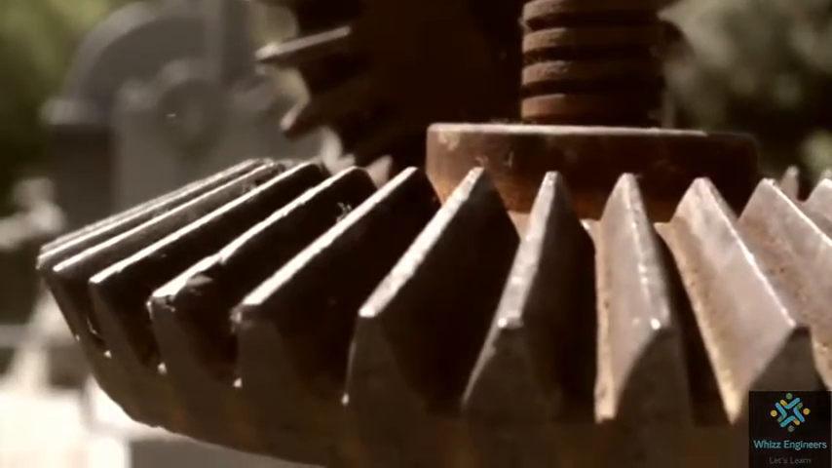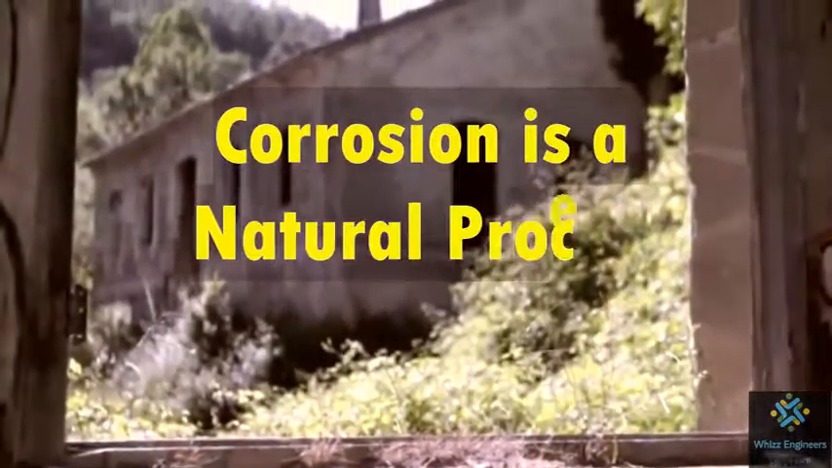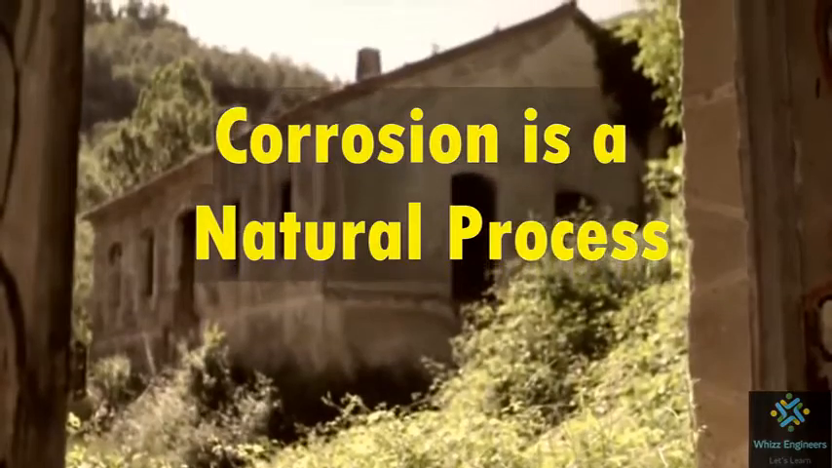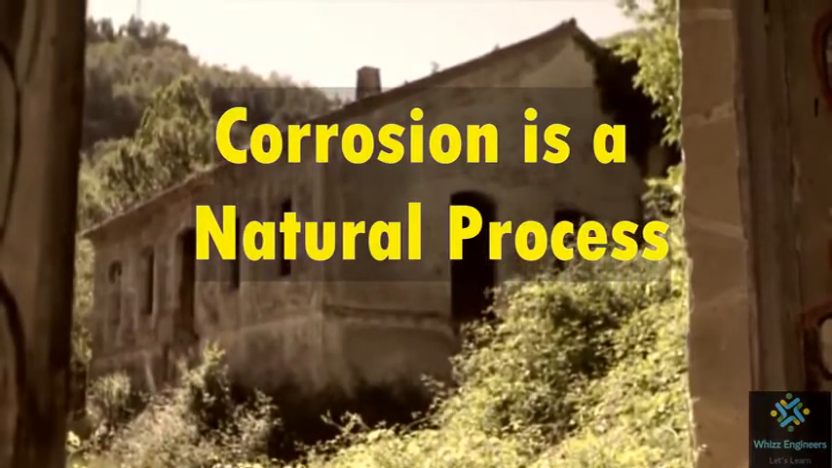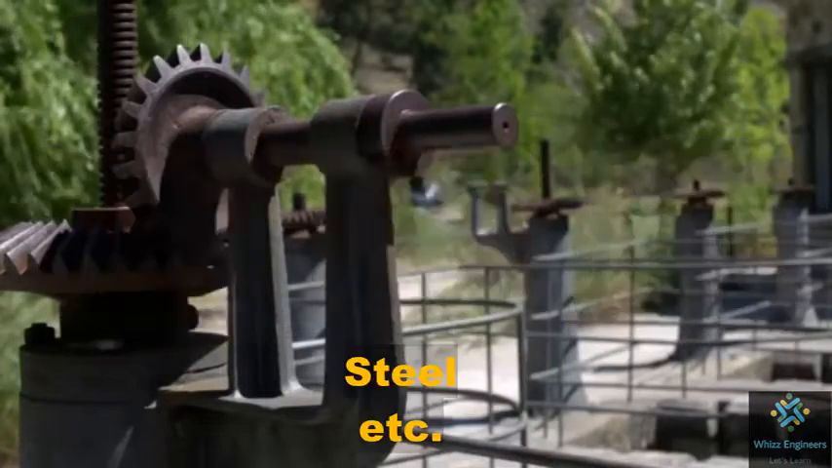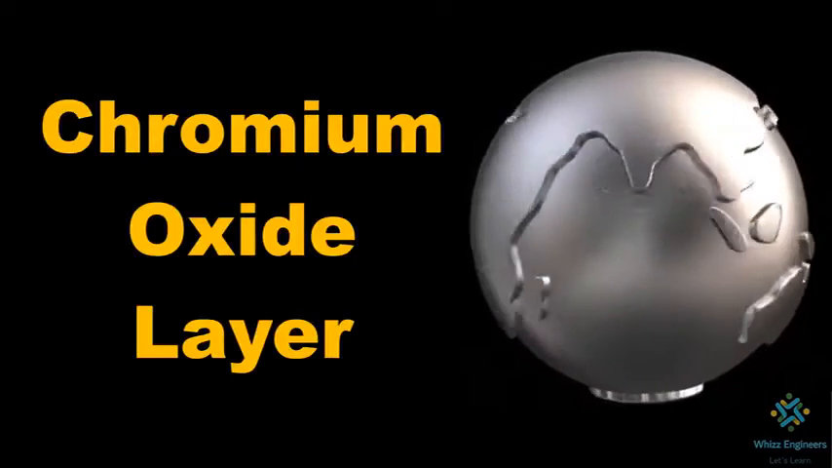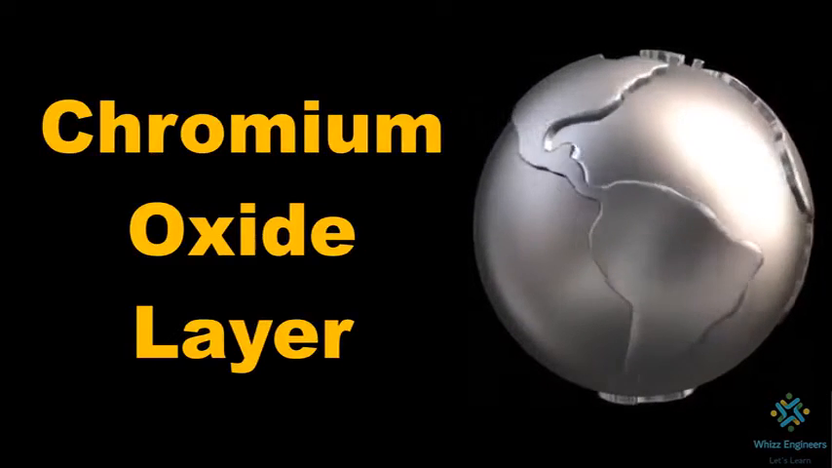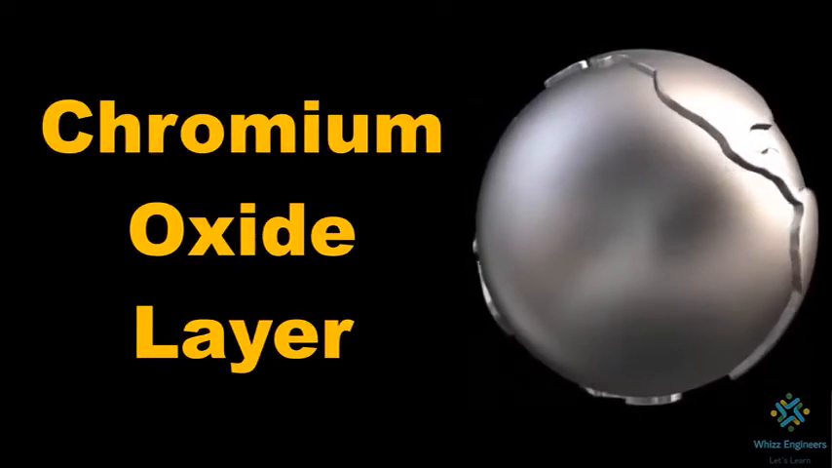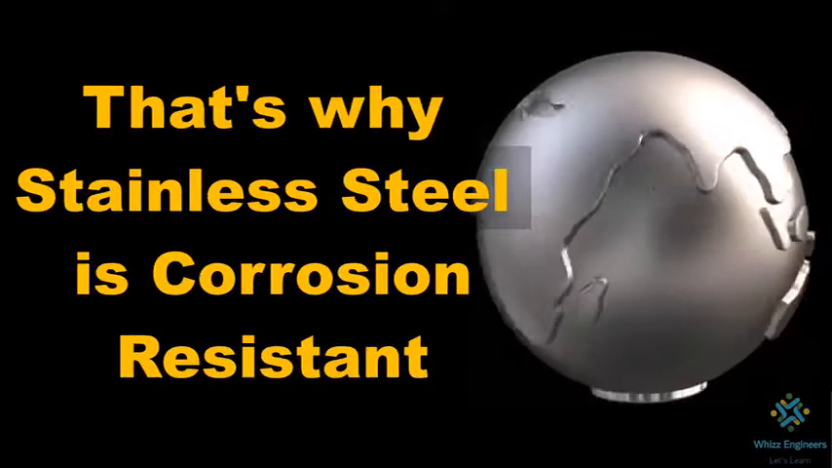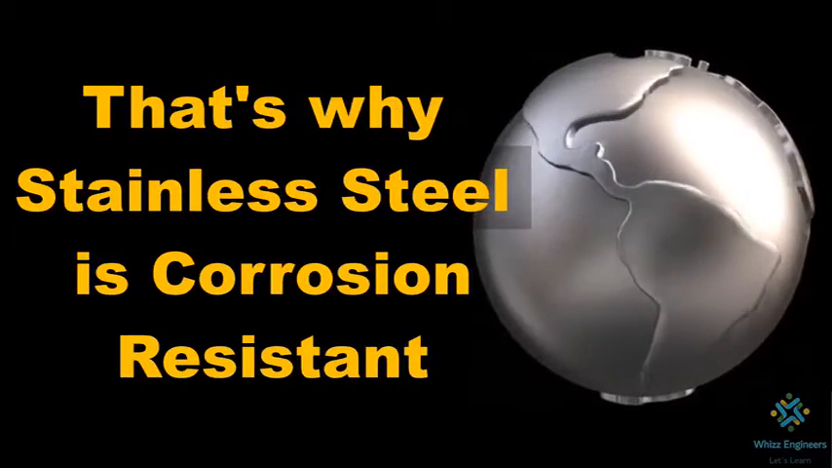As we discussed in the last video, corrosion is a natural process and it can occur in different types of materials like concrete, wood, aluminium, steel, etc. However, the presence of chromium in stainless steel generates a chromium oxide layer on the surface of the stainless steel, which protects it from corrosion. That's why stainless steel is corrosion resistant.